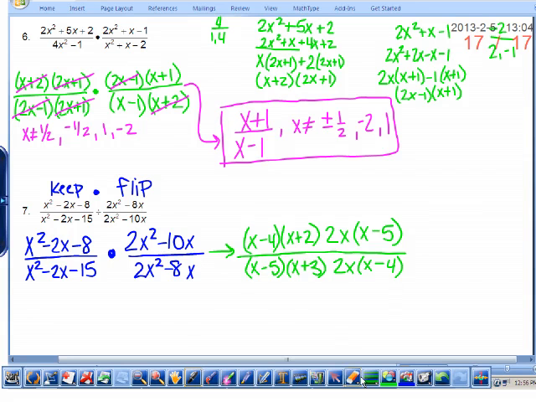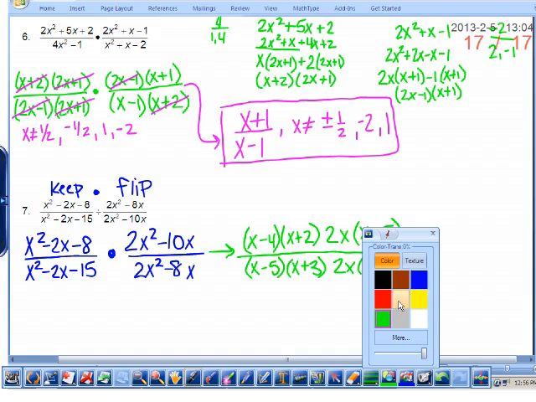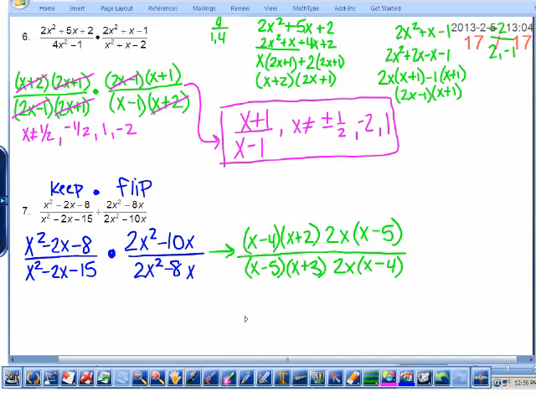All right, let's list the x values that make this function undefined. 0. Where do we get 0? Yeah, 2x is a factor. You got to think about that.